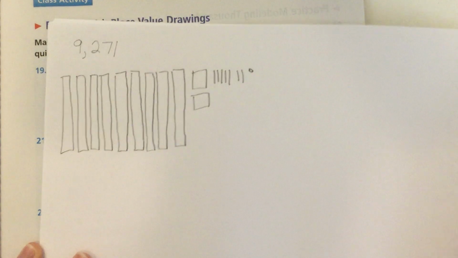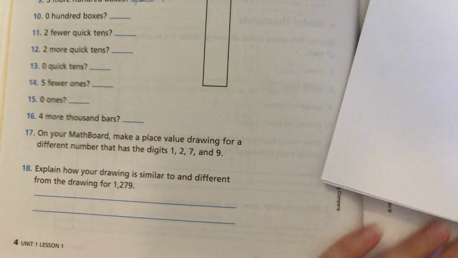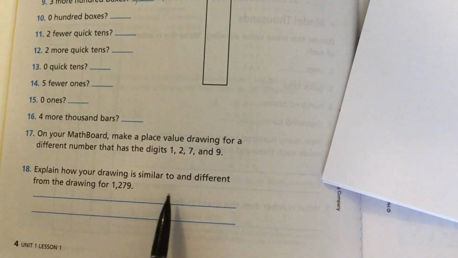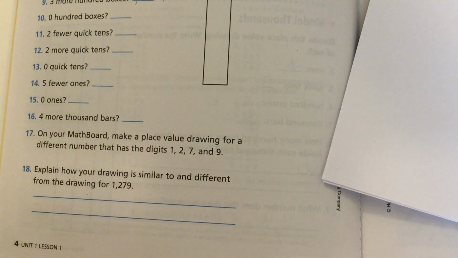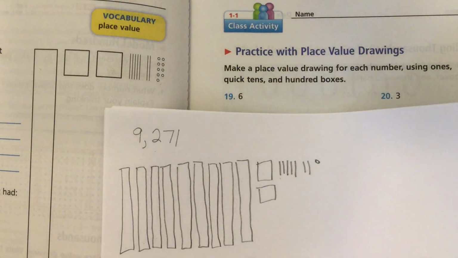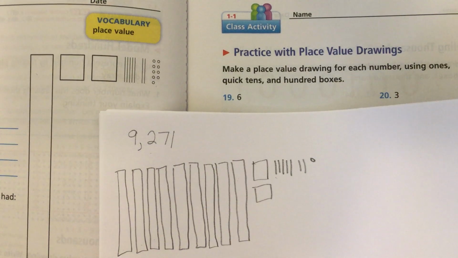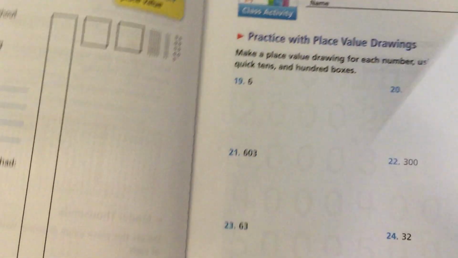9,271. And then problem 18 on that page simply asks us to explain how your drawing is similar to and different from the drawing for the number that was on this page. So you would just be comparing your drawing to the drawing there, comparing and contrasting.